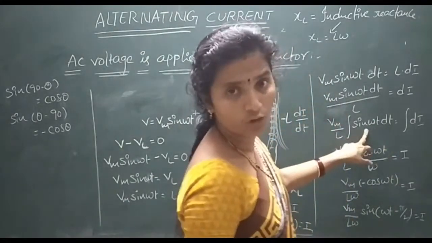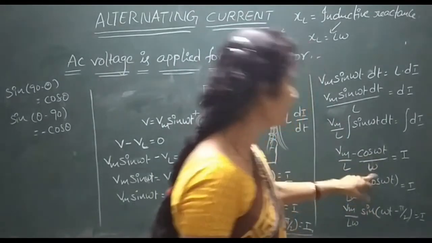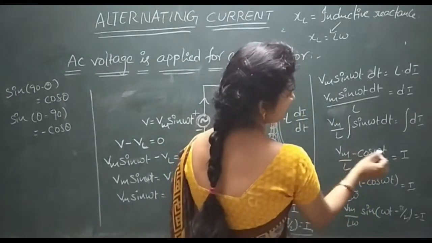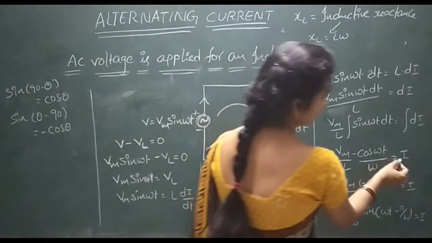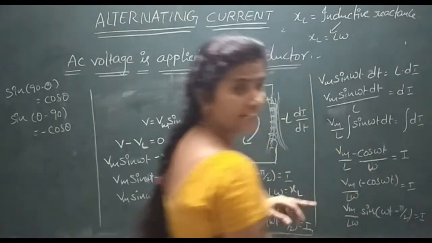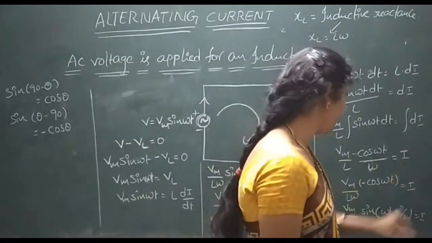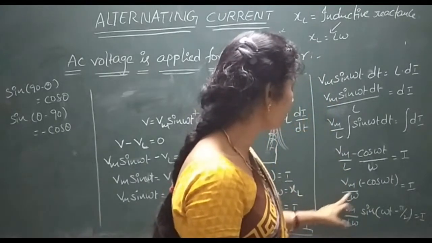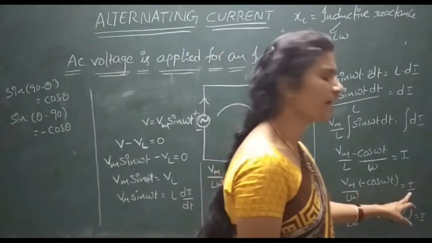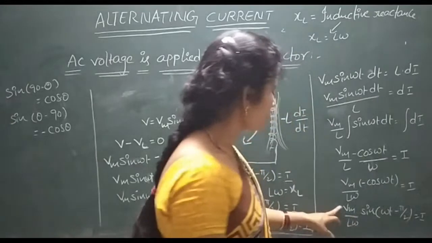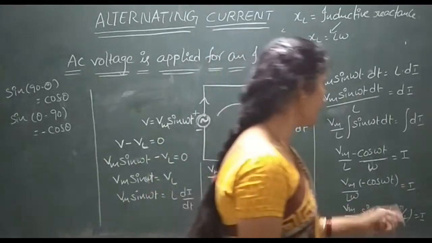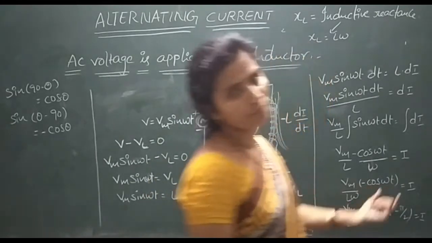So minus cos omega t by omega is equal to; the derivative and integral get cancelled, then it equals I. So Vm by L omega into minus cos omega t equals I.